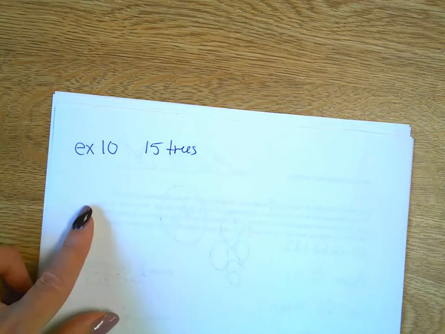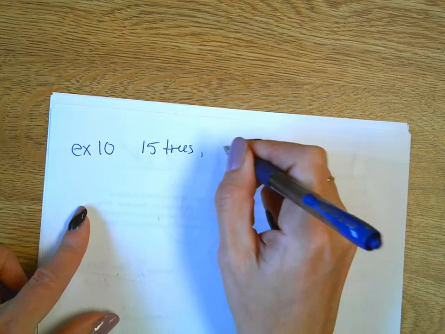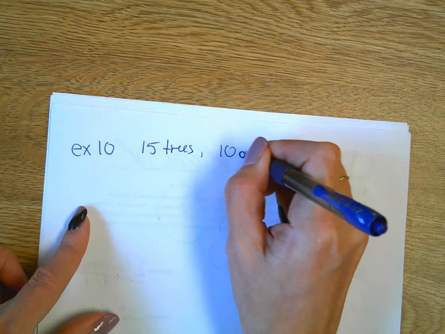For 15 trees you got to plant in a line along the road, 10 oaks.